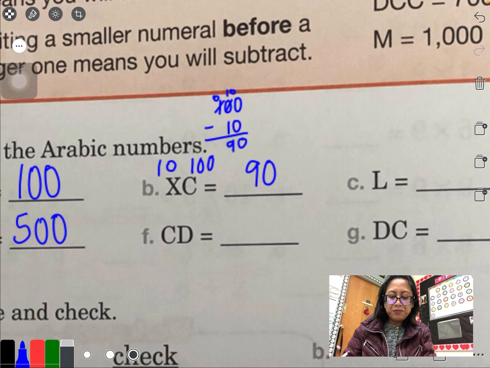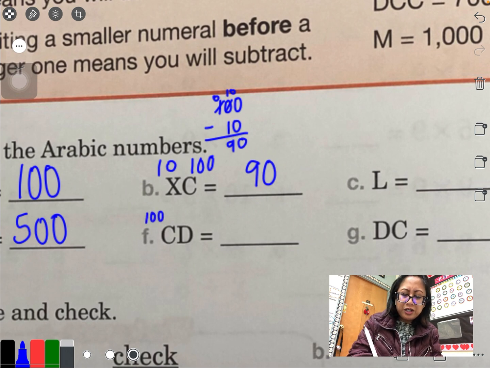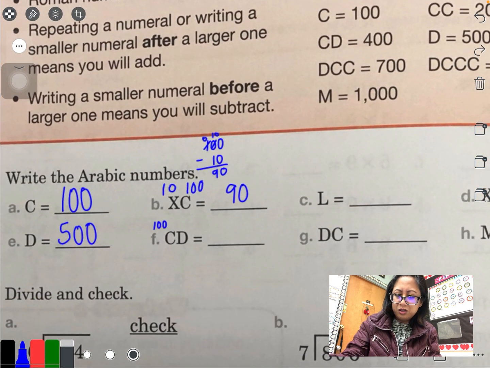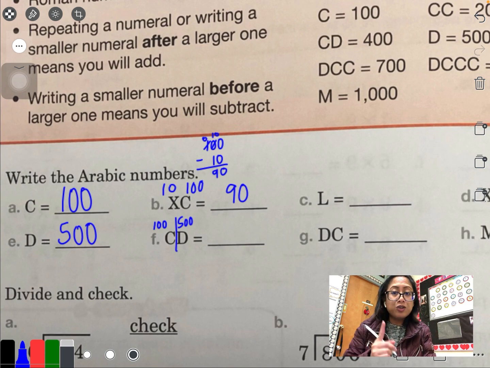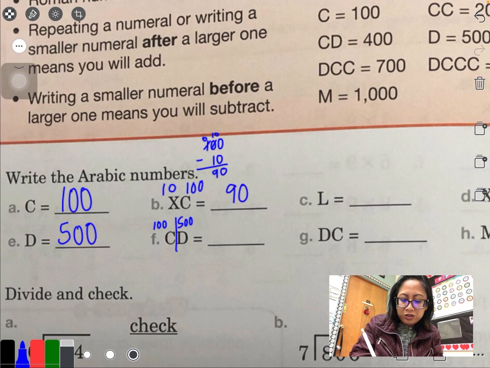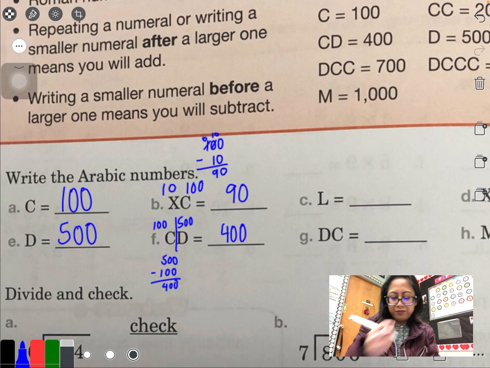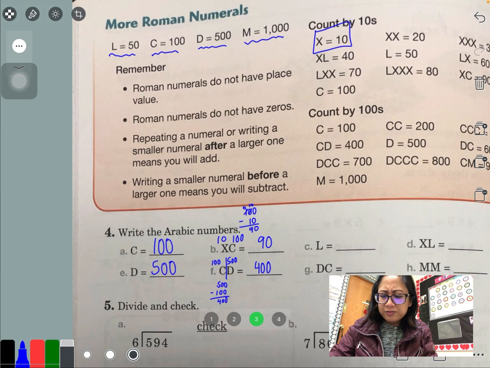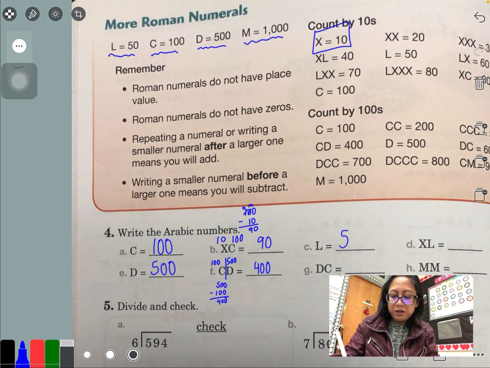That's what XC is. It's 90. Let's look at CD. C is 100. I believe D is 500, as I said here. Okay, so the little brother is in front again, so they've got to subtract. Get out of the way. So it's going to be 500 take away 100, which is 400. Alrighty. L. Oh, 50. It's up there.